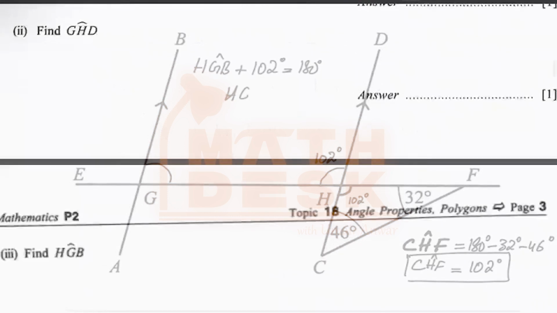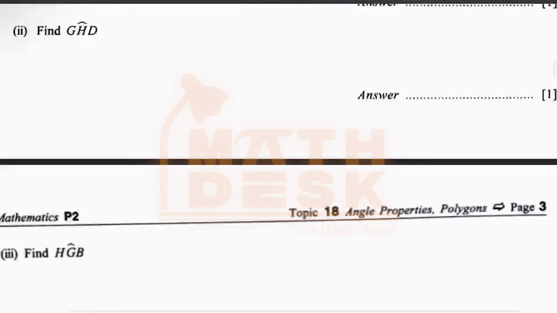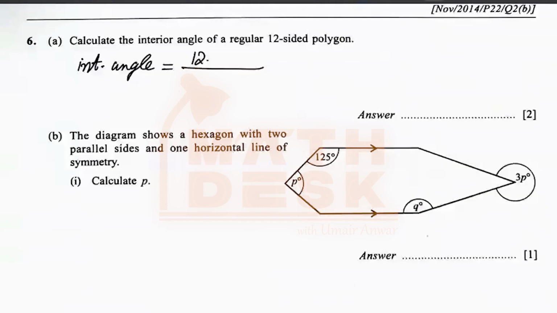This question says that calculate the interior angle of a regular 12-sided polygon. So the interior angle would be equal to 12 minus 2 times 180 degrees, this is the sum of interior angles, divided by 12. So 10 into 180 divided by 12, and this would be equal to 10 into 15. So the interior angle would come out to be equal to 150 degrees.